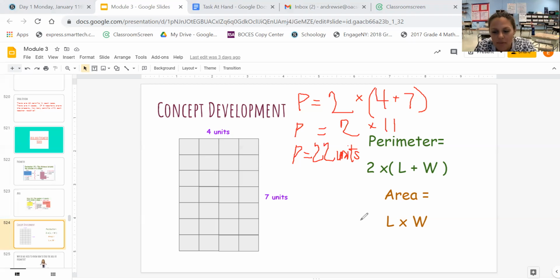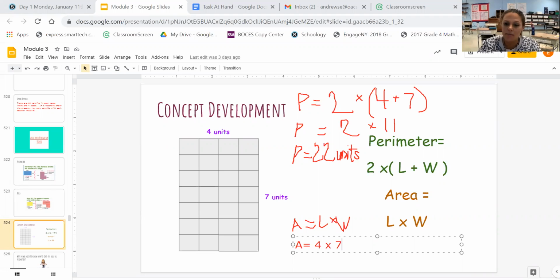Let's try the area. The area is the length times the width. So I'm going to do area equals length times width. And then I'm going to show my equation. What am I truly solving? So I'm doing area equals 4 times 7. 4 times 7 is 28.